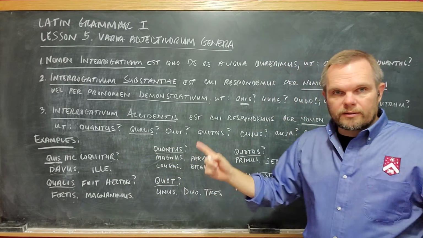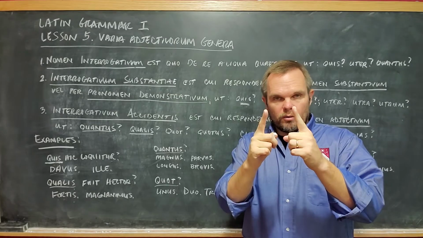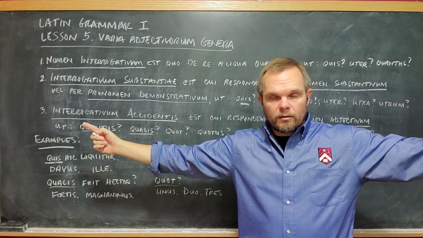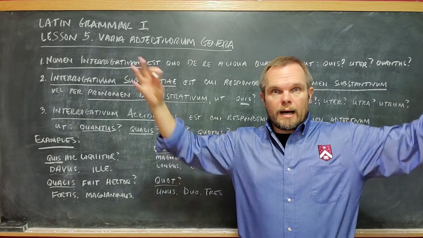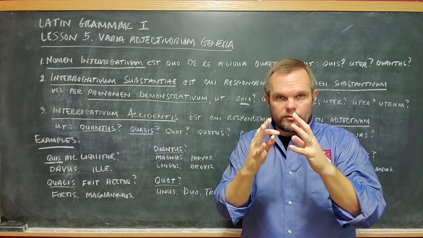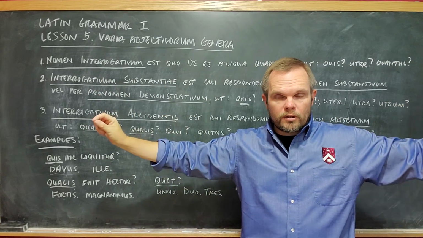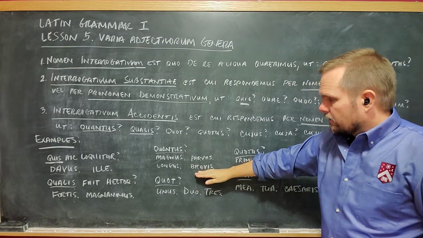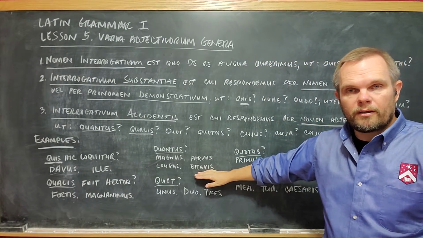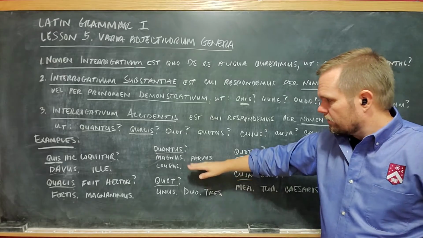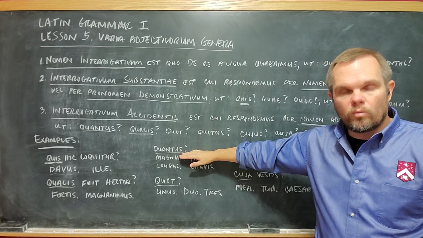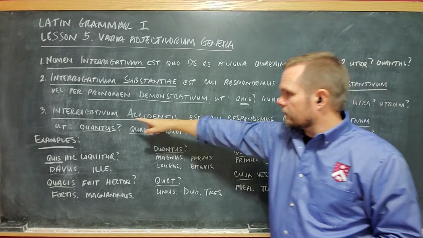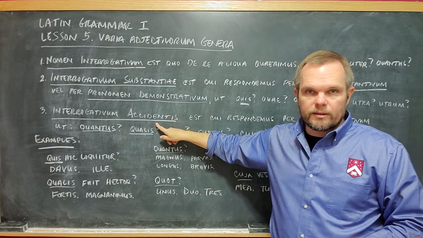And brevis, short, longus, brevis. Magnus, parvus, longus, brevis. All right? These are adjectives that describe magnitudes, and they answer the question quantus, which is an interrogative noun of accident.